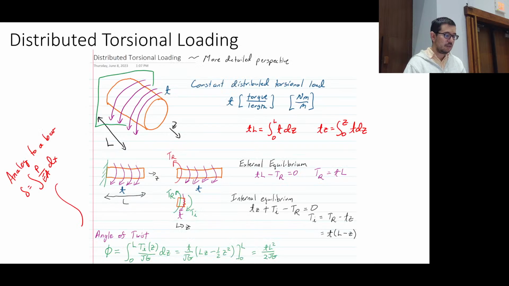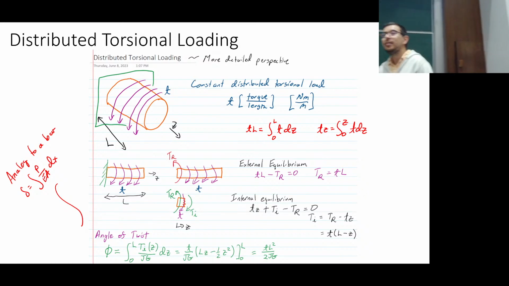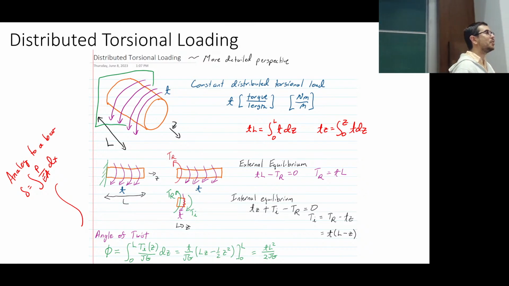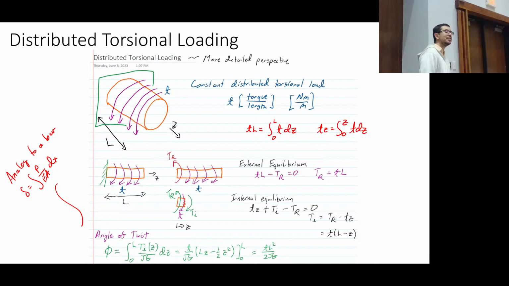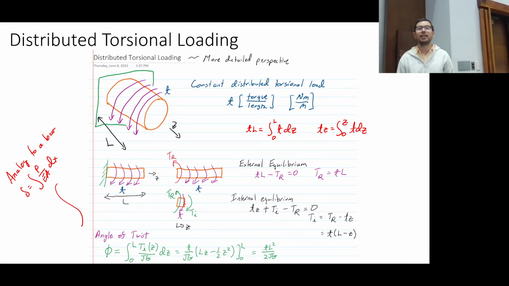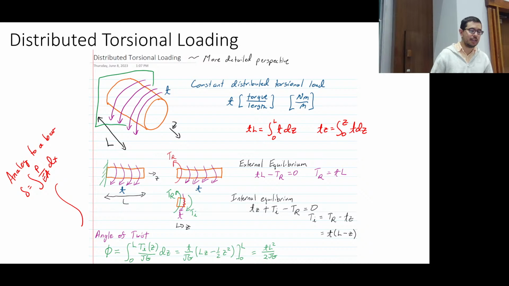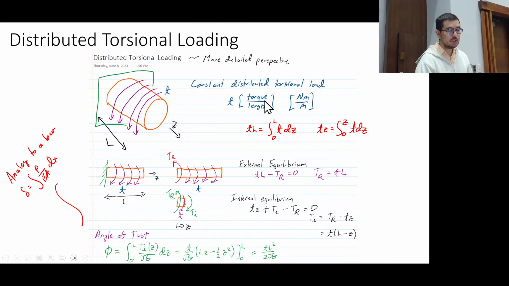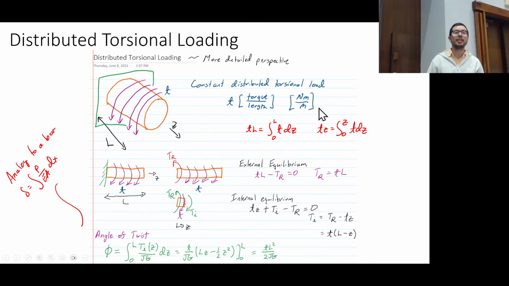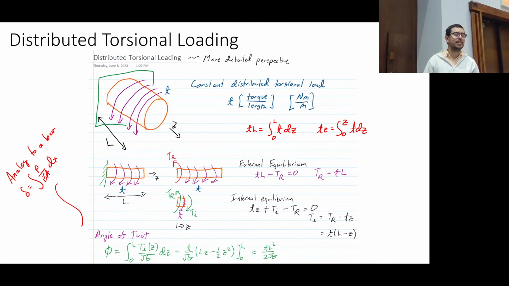Okay, now, our friend, distributed loading. What are the units for a distributed torsional load? A lowercase t, analogous to lowercase f. Well, they are going to be torque per length, or Newton meters per meter, or weirdly, newtons. But it's okay, you can write it as Newton meters per meter, right? And what is this? This is like a little t that's being applied along the shaft.